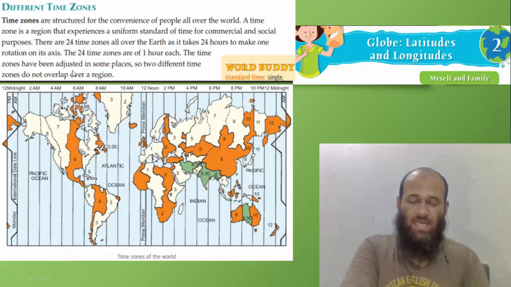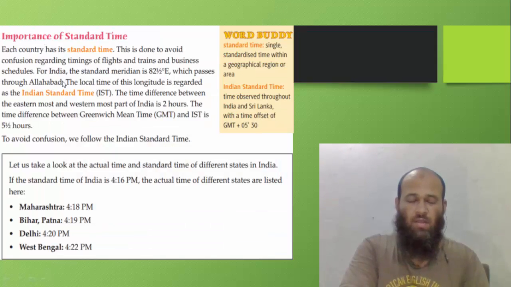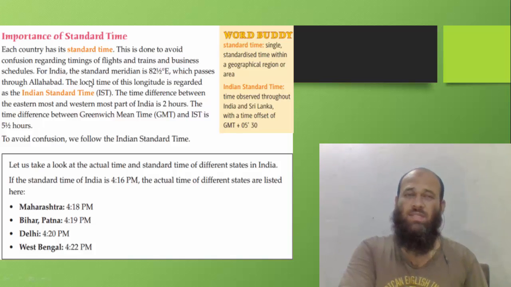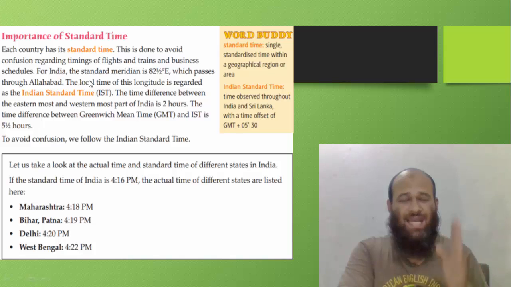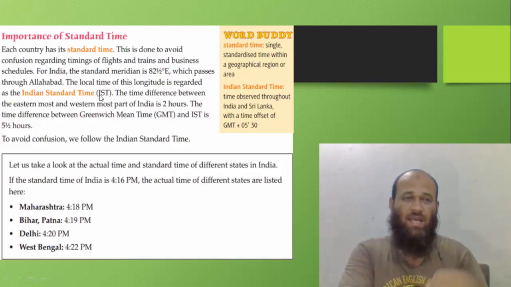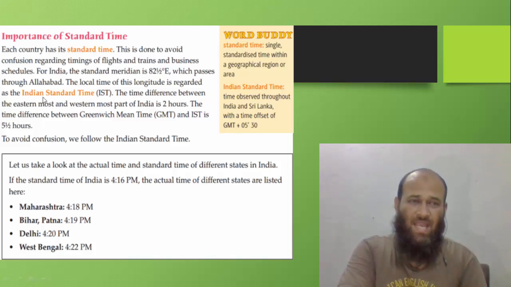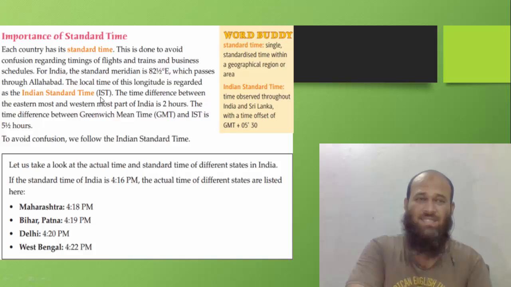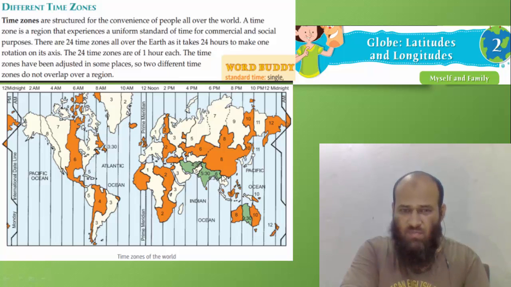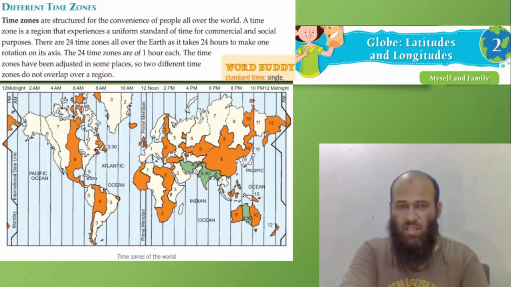Importance of standard time. This is time zone. But what is the importance of standard time? Each country has its own standard time, like a single standardized time within that geographical region. For example, India. In India, we follow the same time zone throughout India, that is Indian Standard Time. Although if you see, we are in 3 different time zones. Gujarat, then here in Bihar, Uttar Pradesh, then here in Assam, Arunachal Pradesh, we have different time zones, guys.